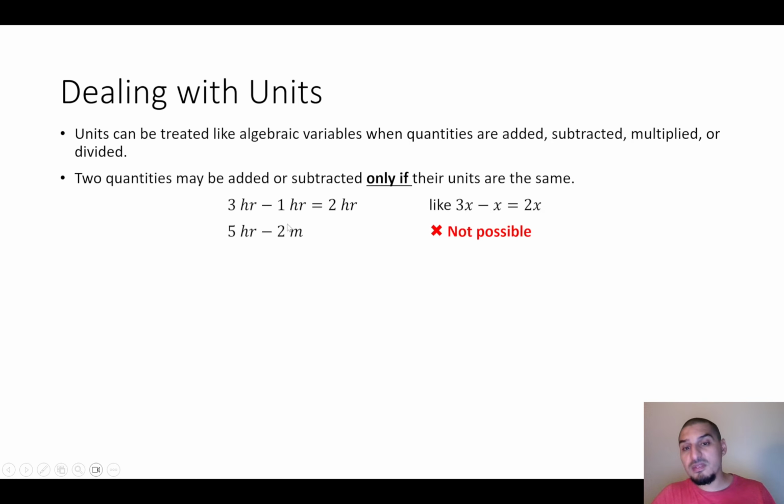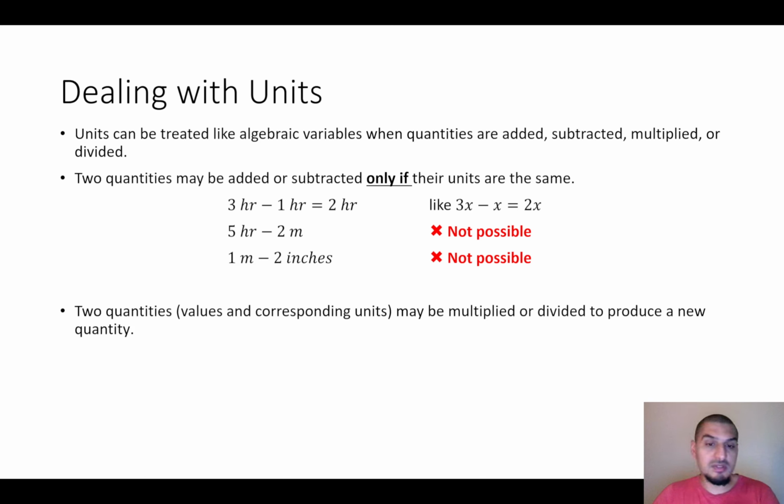But if the units are not the same, then the calculation is not possible. If you say 5 hours minus 2 meters, it's not right. Even for units with the same dimensions, and here I have the dimension of time and the dimension of length. Here in these two cases, meter and inch are dimensions of length, but these are not the same units. So you have to either convert the meter into inch or the inch into meter in order to be able to do the subtraction.